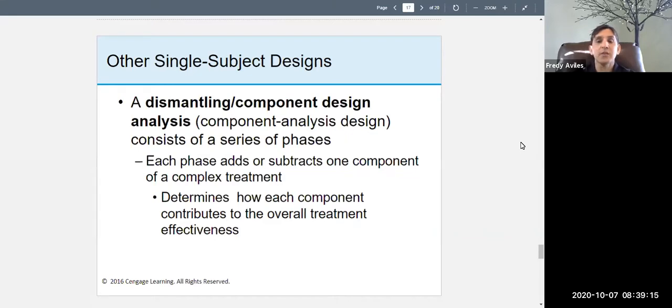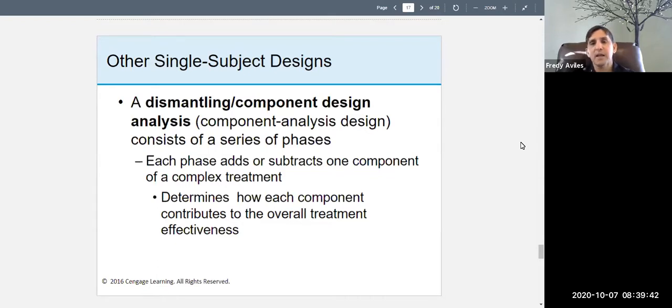You can also do it the other way, where you add treatments, you add components. You can start with no healthy diet, no exercise, no medication. Then you add medication. Let's see what that does. Then let's add the exercise, and see what that does. And now let's add the healthy diet and see what that does. We can remove things, take things away, to see what the effect is of each one.